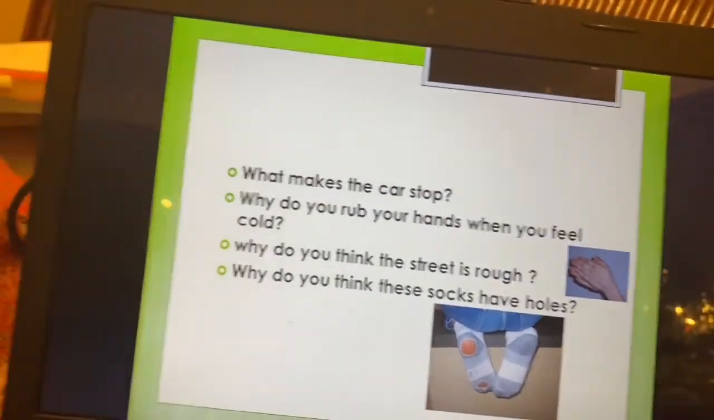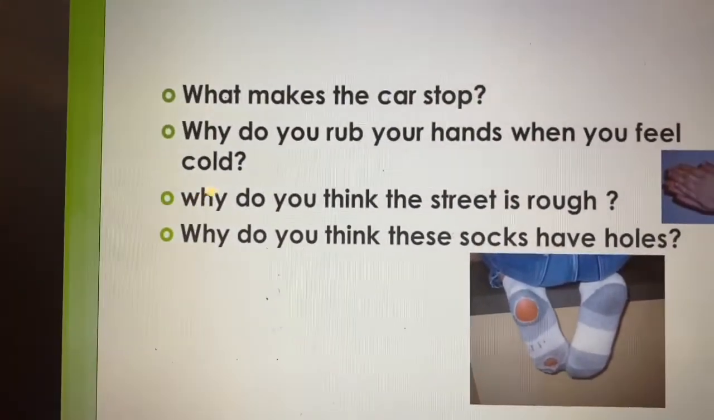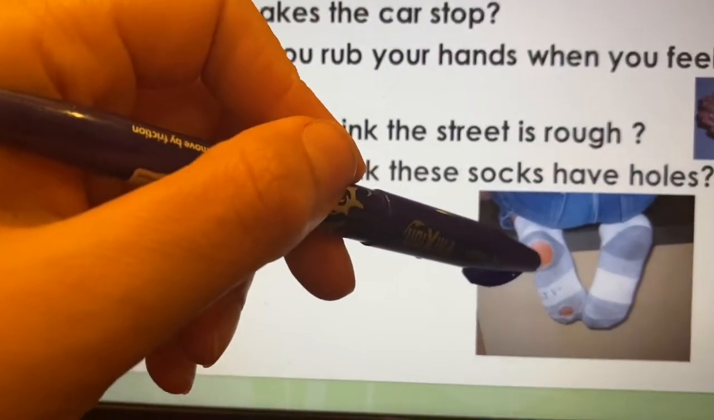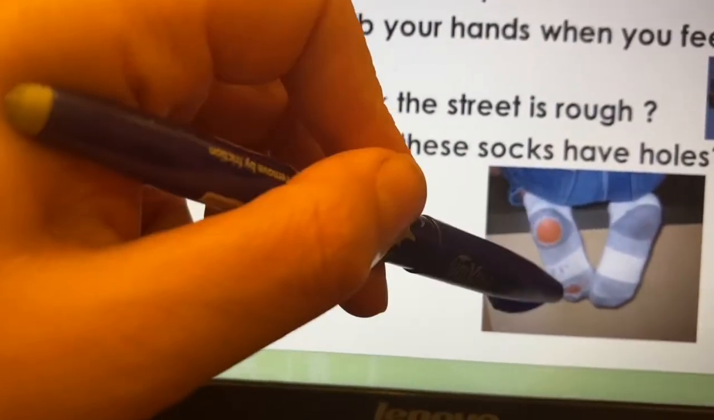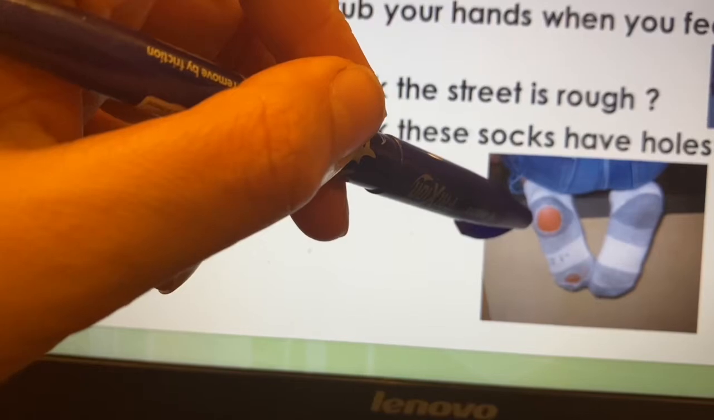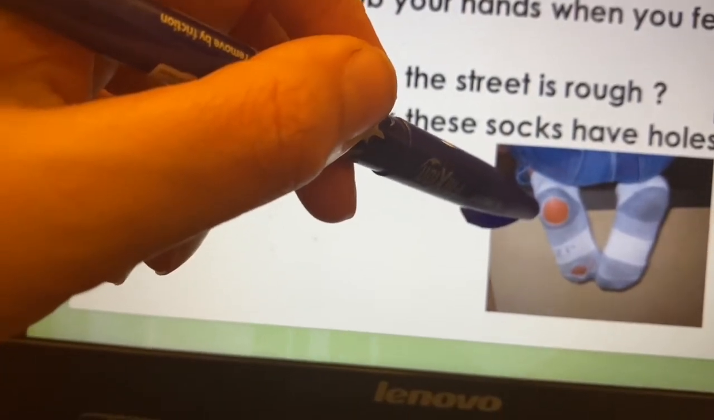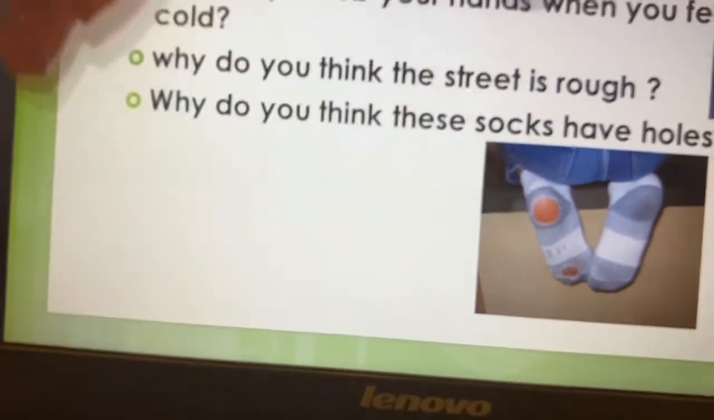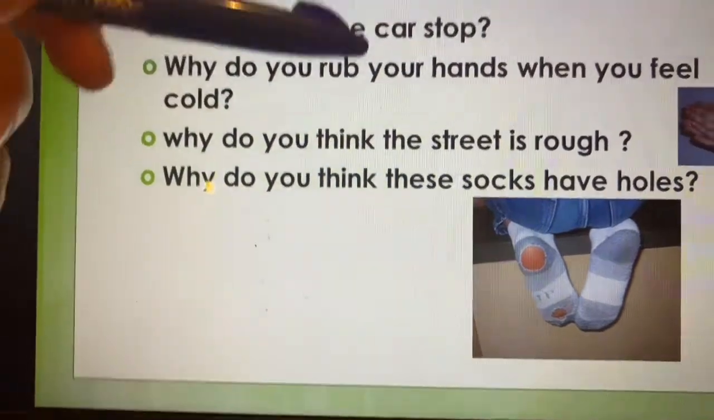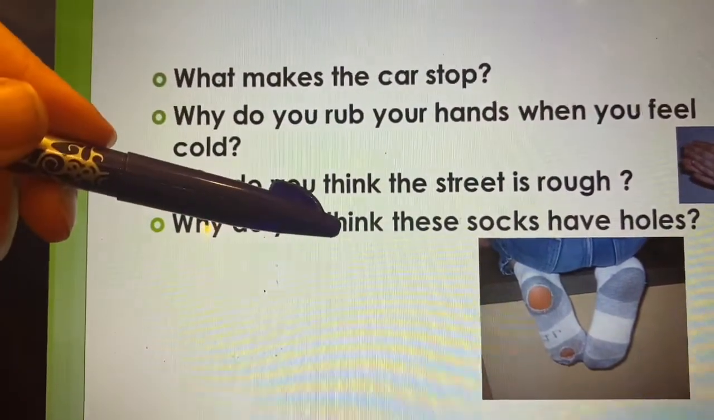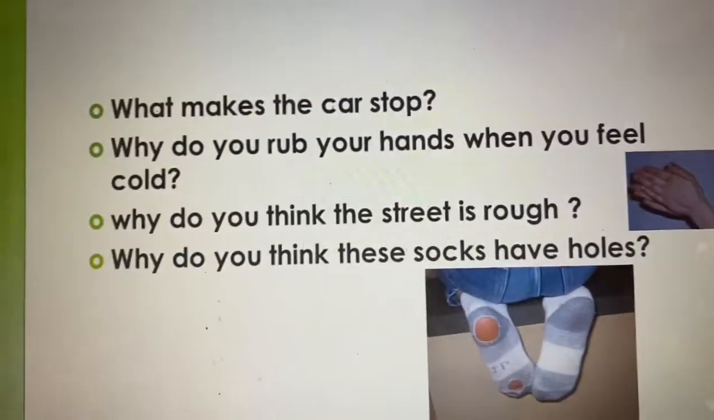Why do you think these socks have these holes? Look at this boy. Why? Because the socks and the surface of the carpet rub together, and that's why it makes a hole. Now all these have the same force, a force called friction.